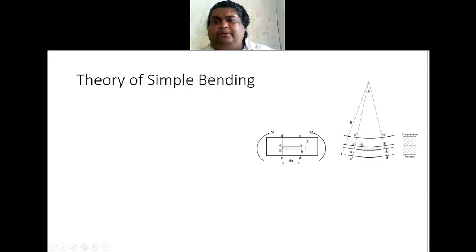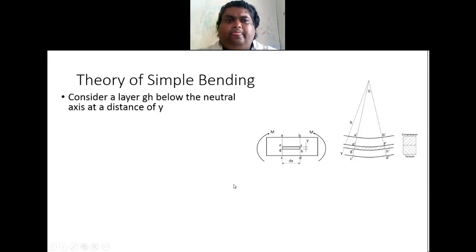So there is compressive stress on this side and tensile stress on this side, right? Bending stress is actually a combination of compressive and tensile stress, right? So we will see how to find this equation now.